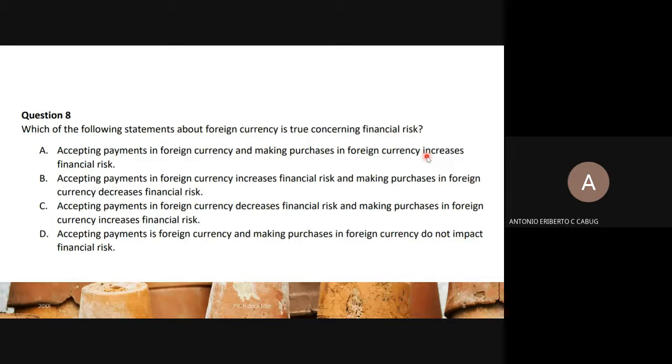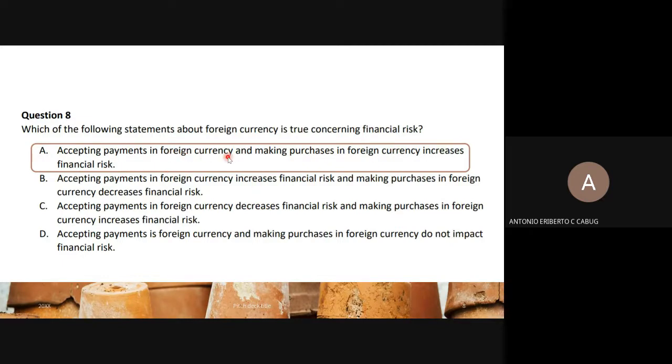Okay. Pagdating sa financial risk, minsan kasama diyan yung foreign risk. In both cases, you are the payer or the payee. If it involves currency other than your own, you are subject to foreign exchange risk or forex risk, which is sometimes considered under financial risk.